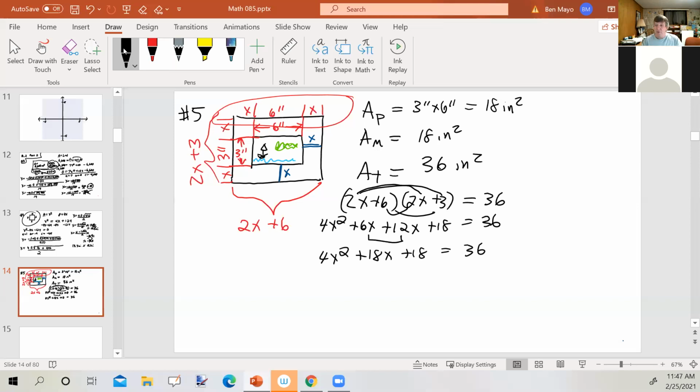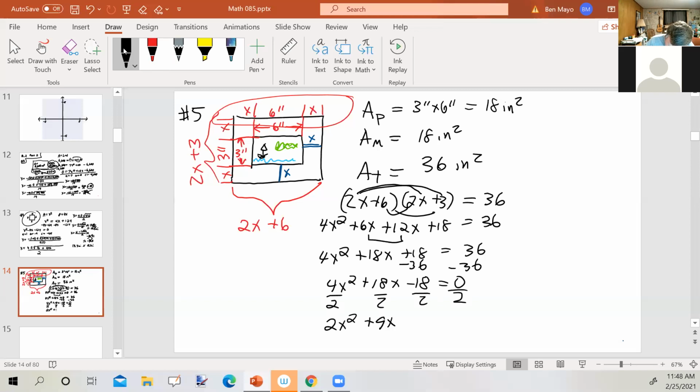We're going to use the quadratic formula to solve it, so we need to set it equal to 0. So we'll subtract 36 from both sides. 4x squared plus 18x minus 18 equals 0. Oh, but I see that all my coefficients are even, so I could go ahead and divide both sides by 2 to reduce it down to 2x squared plus 9x minus 9 equals 0.